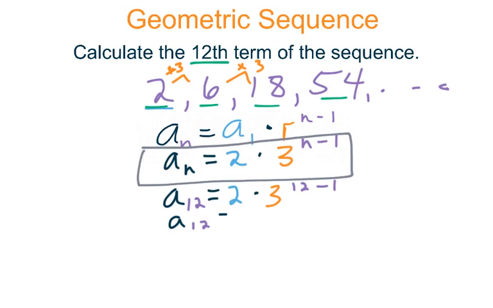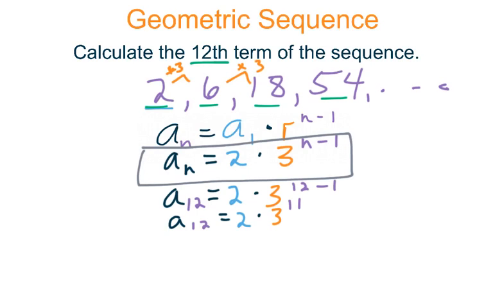It's going to equal... Now, 2 times 3, we cannot do that yet because we've got an exponent in play. We've got this exponent over here, 12 minus 1. We've got to work that out first before we multiply our regular values. So we're going to do that 12 minus 1. That's pretty basic. That's 11.